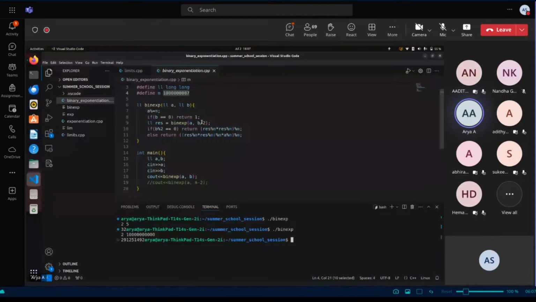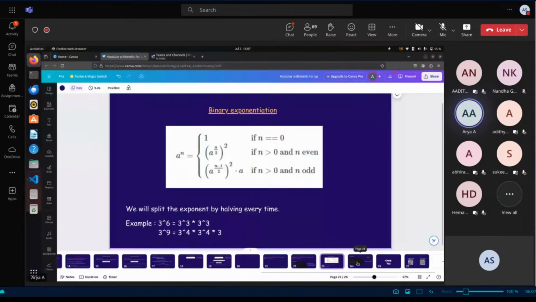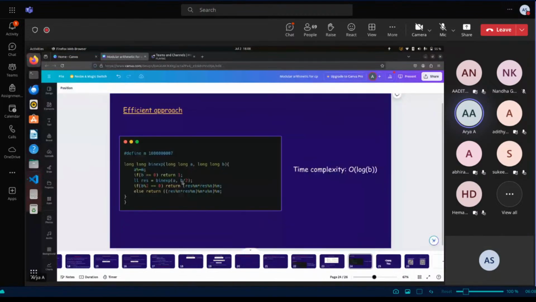Okay, what is the time complexity before moving on? What's the time complexity of this? It's pretty clear. It's O of log b. You can see that I am dividing b by 2 in every step. So the complexity comes out to be log b. It's definitely not O of b. So I'm halving b every time, so it goes as O of log b.